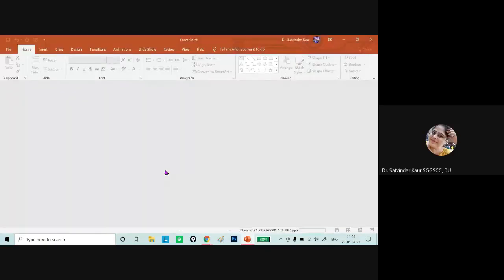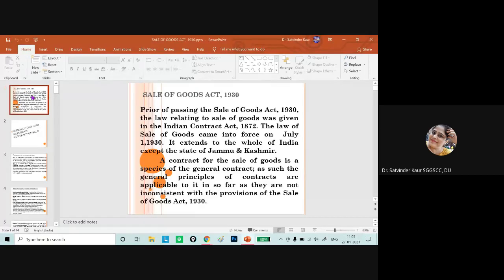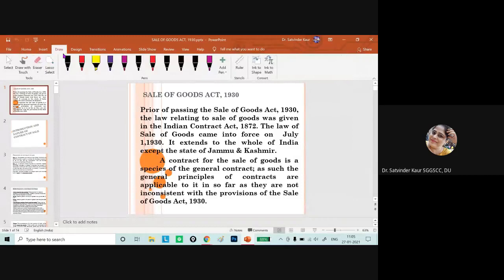Today we are starting with the Sale of Goods Act, and when we talk about the Sale of Goods Act, my dear friends, it is a very simple act with simple concepts, and all of us face these situations in our daily routine. And from the legal perspective, it is beneficial not only from the subject point of view, but also for our daily requirements.